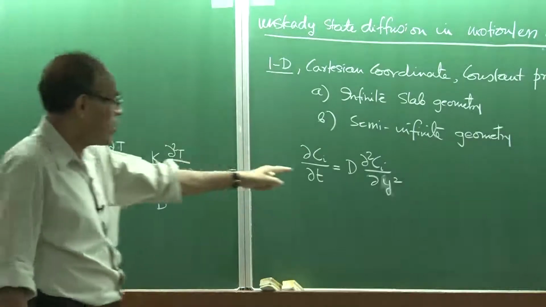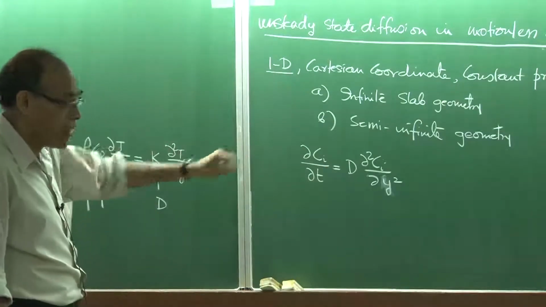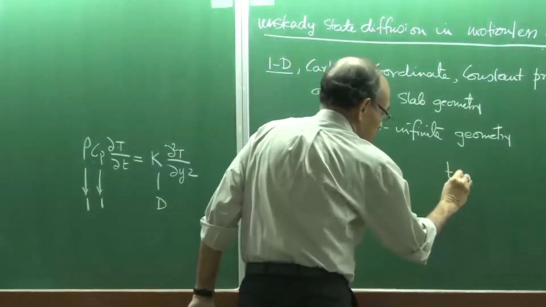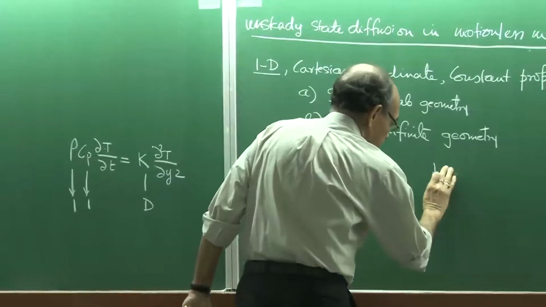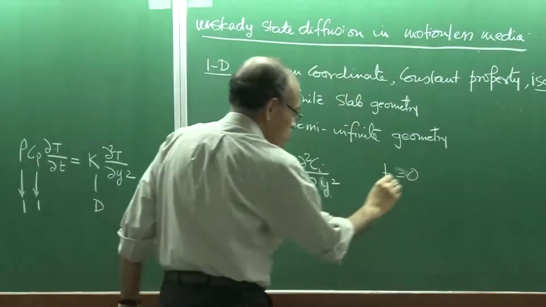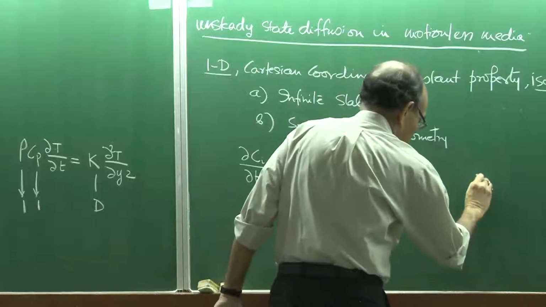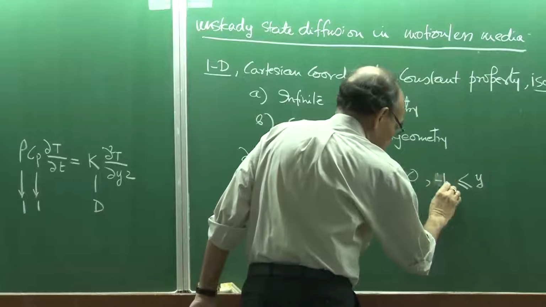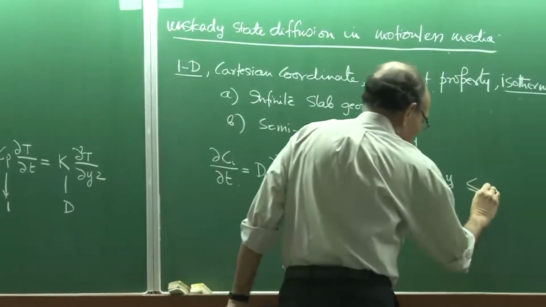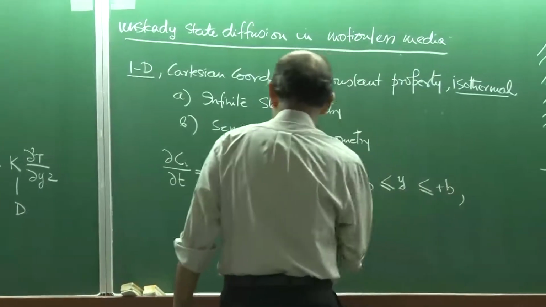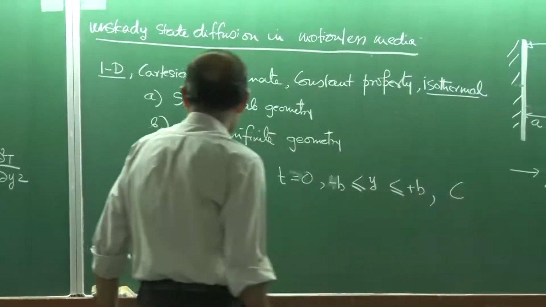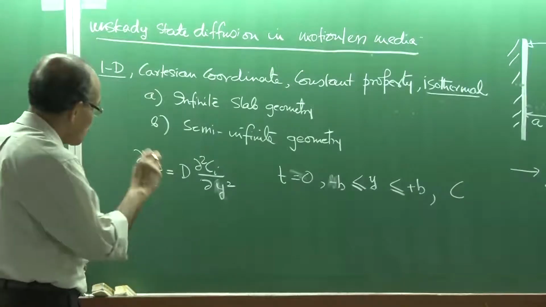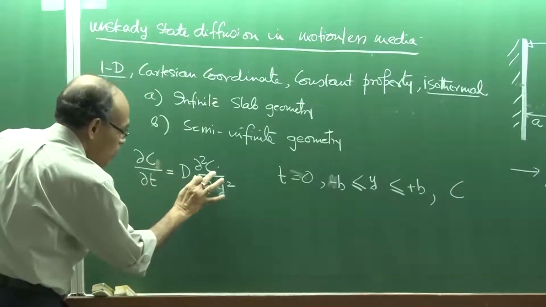So the solution that I had given will be applicable, but let us now complete the statement of the problem, and this is for all time t greater than or equal to 0. At initial time t is equal to 0, for all values of y, greater than minus b and smaller than plus b, I will not use the suffix i, because I will be using i as an initial condition. So I just remove this.